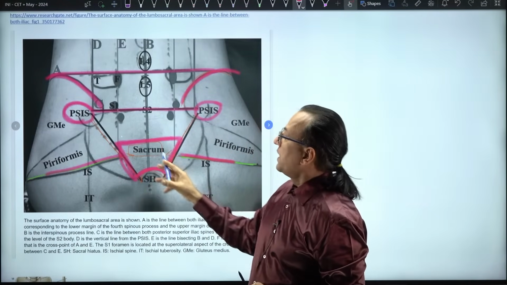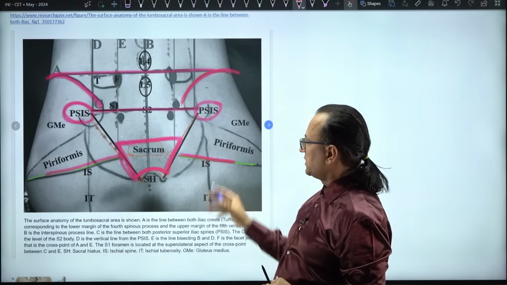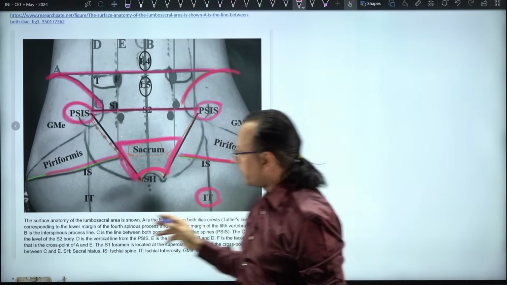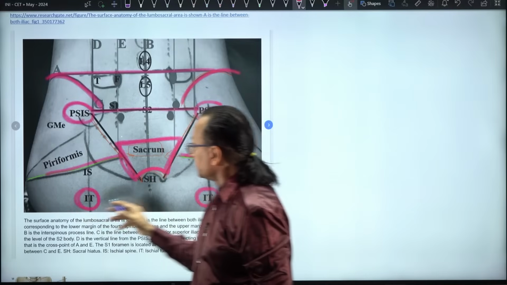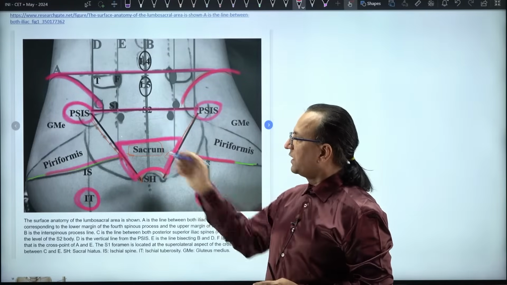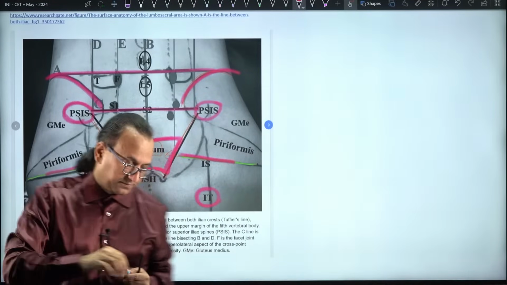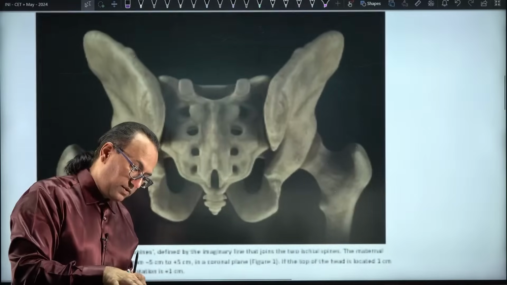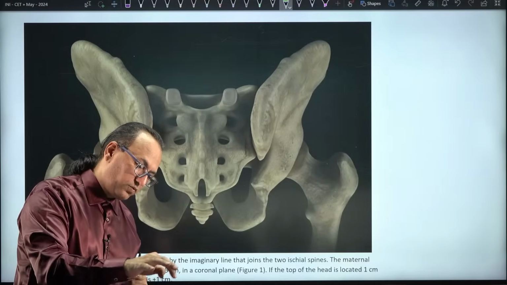You will enter through there. And this is the level of the ischial, this is the trochanter level. So if you look at it this way, then it is S3, 4, 5. But I have one more diagram. Even here you can see what I am telling you.